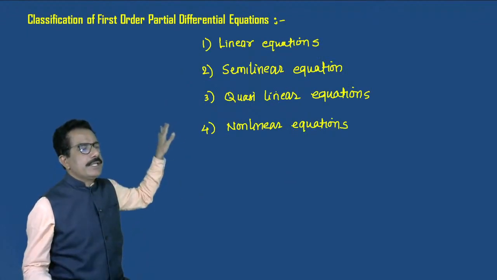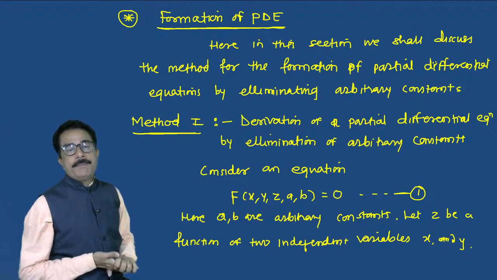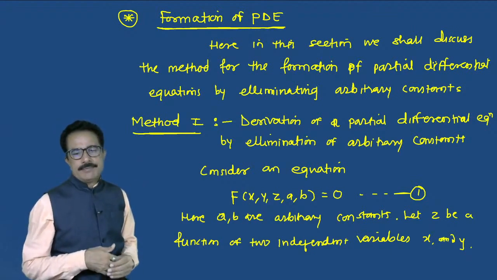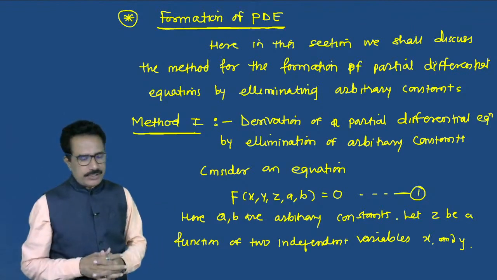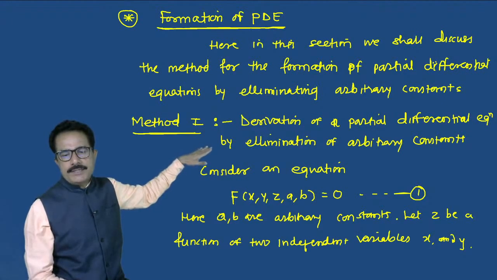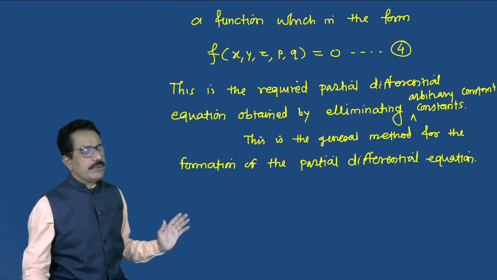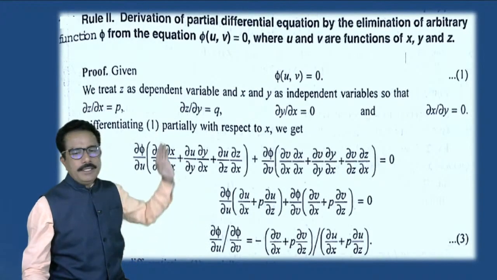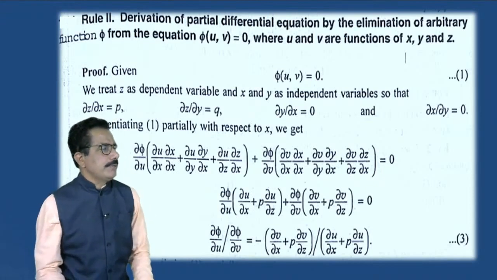The classification of the first order partial differential equation we have discussed already. Now formation of the partial differential equation. Actually there are two methods for the formation of a partial differential equation. First method is formation of a partial differential equation by eliminating arbitrary constant. This is the first method which we have discussed. This is the second method we shall discuss today, that is formation method number two.